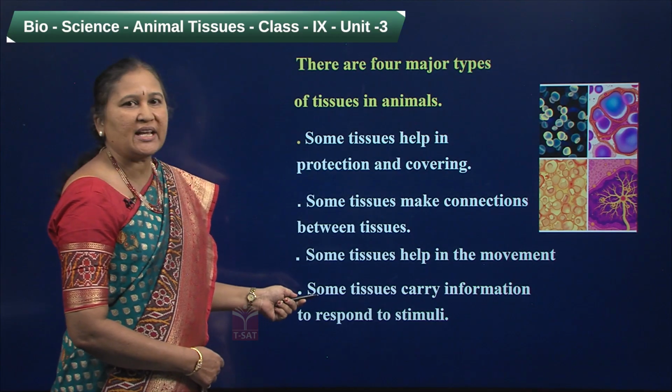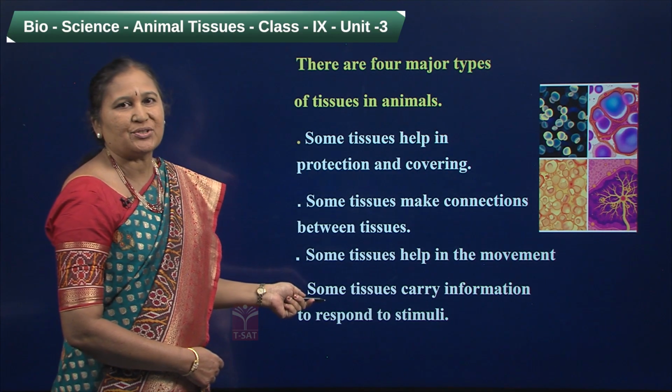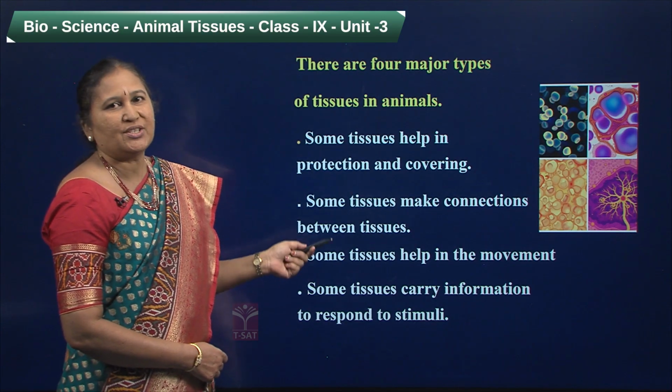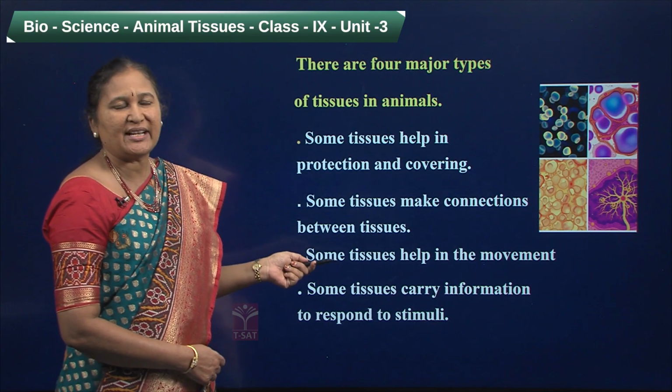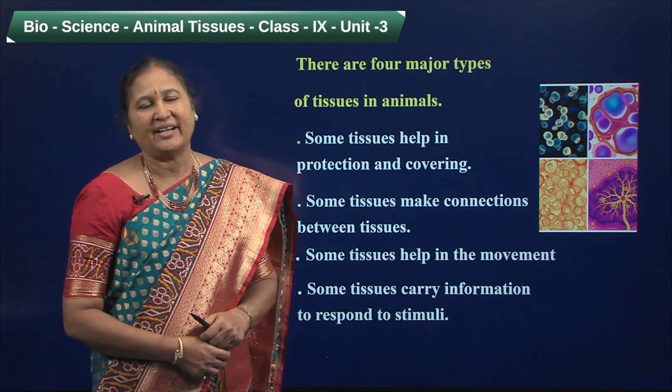And some tissues carry information to respond to stimuli, and that type of tissue is called nervous tissue. So what are the 4 major types of tissues in animals? Epithelial tissue, connective tissue, muscular tissue and nervous tissue.